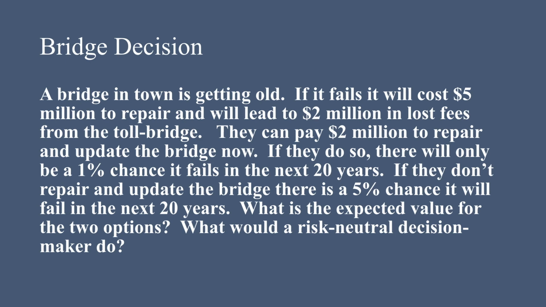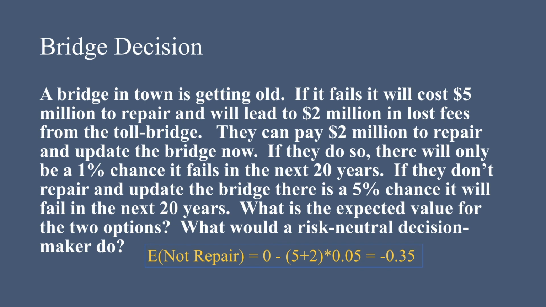For our final example, we want to think about what a town should do about an old bridge. If it fails, it's going to cost $5 million to repair, as well as lead to lost fees. Here's the full problem. Go ahead and pause the video and take some time to try to calculate the expected value for both options. When you're ready, press play and we'll go over the answers.